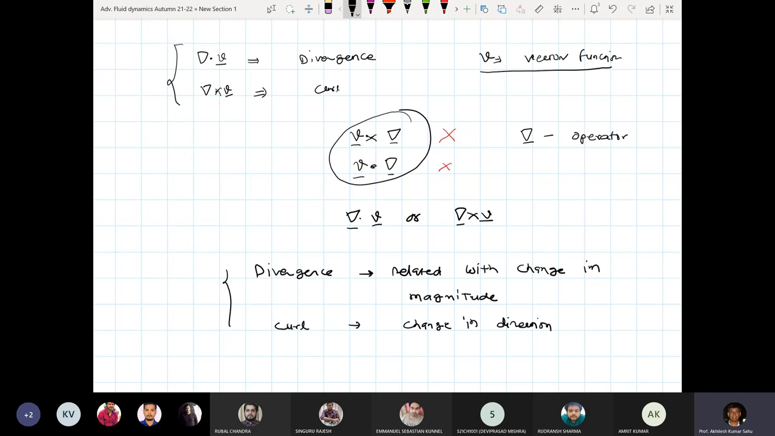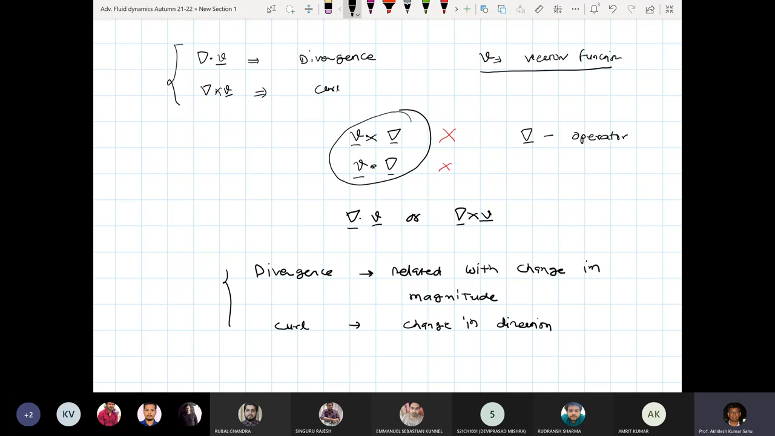But when we are talking about divergence, or when we are talking about this del, I said del operates on vector quantities via dot product and via cross product. When it is via dot product, it's called divergence, and divergence is related with the change in magnitude. So when you go from one point to another point, divergence is related with how much the magnitude changes.